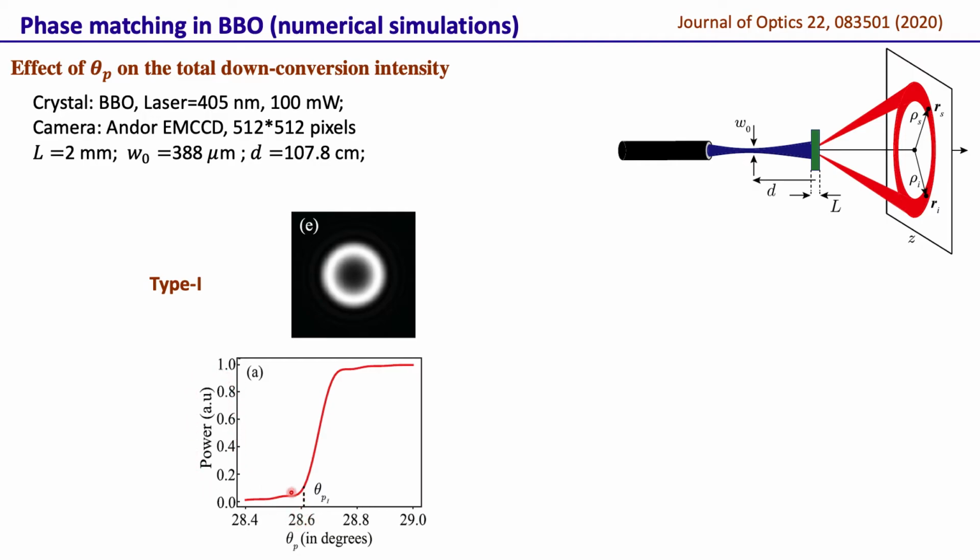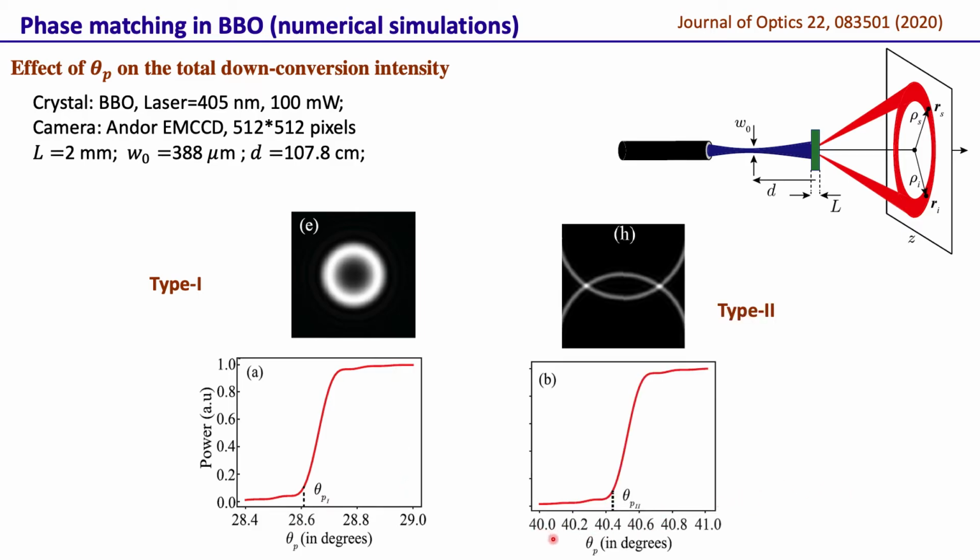Starting from 28.6, the down conversion, the phase matching starts to get satisfied, and then we have some down conversion. Pretty quickly, from 28.6 to maybe 28.7, it actually achieves the perfect maximum down conversion efficiency, and from then on it remains pretty much flat. We know that if we increase theta p, the size of this ring increases, but the total power contained in that ring doesn't increase, so that remains flat. So that's type 1.